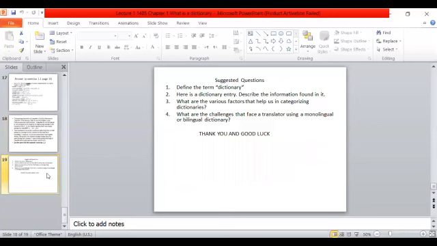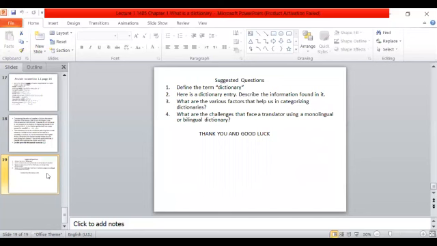Suggested questions. These are simply suggested questions, but other questions may come. Define the term dictionary. This is given at the very beginning of the book. Here is a dictionary entry. So I'm going to give you a dictionary entry and I'll tell you, describe the information found in it. You have to tell me the lemma, the syllabification, how it is divided into syllables, the pronunciation, the word category, the different senses, etc.